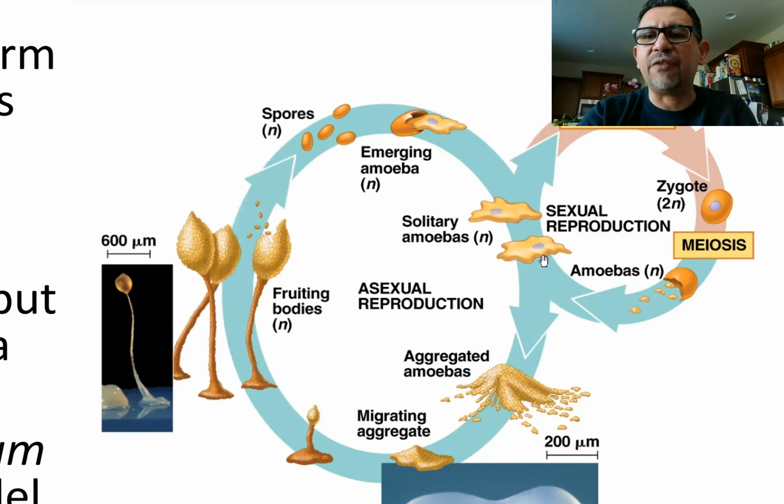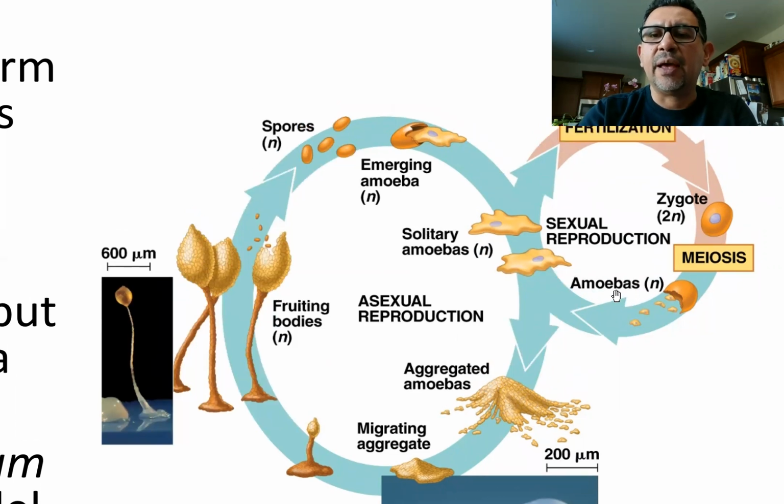Two amoebas may fuse and engage in sexual reproduction. When that happens, the two amoebas fuse and become a zygote. Then this outer covering hardens. Inside, the nucleus is going to undergo meiosis, forming four nuclei, and those nuclei eventually continue dividing, forming more of these amoebas. The solitary amoebas can engage again in sexual reproduction, or they can make one of these aggregates that will continue to migrate until they go through the process of asexual reproduction where spores are going to be made.